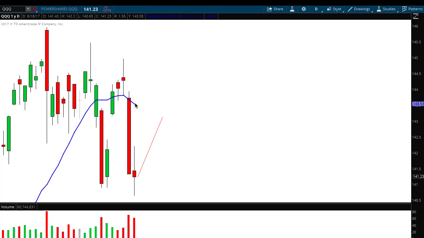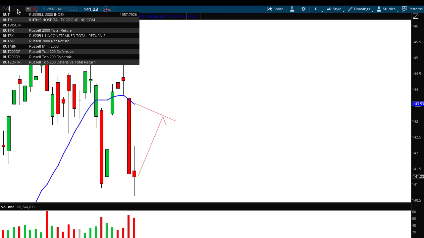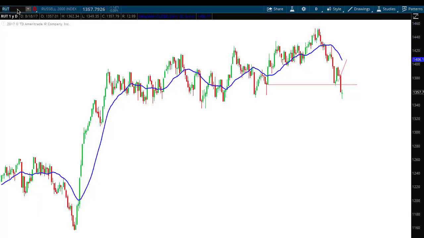But I think that this 20-period moving average is going to continue lower. So that 20-period moving average is going to act as resistance, and I'm going to be so bold as to even draw a pullback point from that by the end of the week. So I think a short-term rally in the beginning of the week, with a pullback off of that resistance. So that's the Qs.